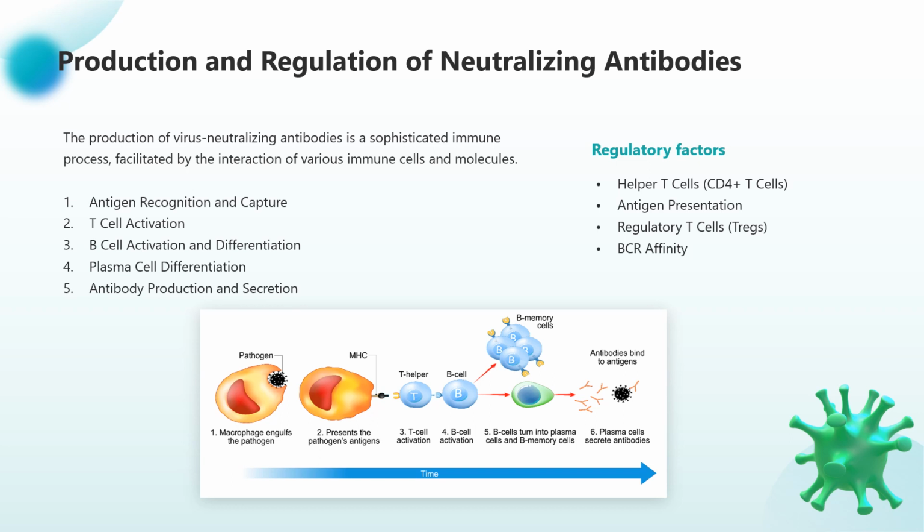Additionally, regulatory T cells and immune checkpoint proteins like CTLA-4 and PD-1 help moderate the immune response, preventing overactivation that could lead to autoimmunity. Furthermore, the strength of the bond between B cell receptors and antigens dictates the effectiveness of the resulting antibody response, while some microbes may dodge these defenses by altering their surface markers, challenging antibody recognition.